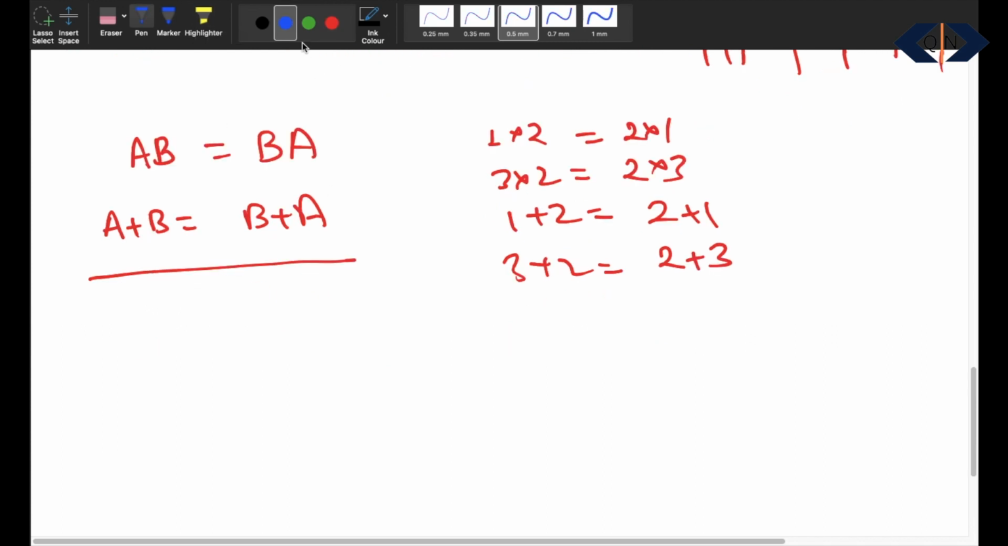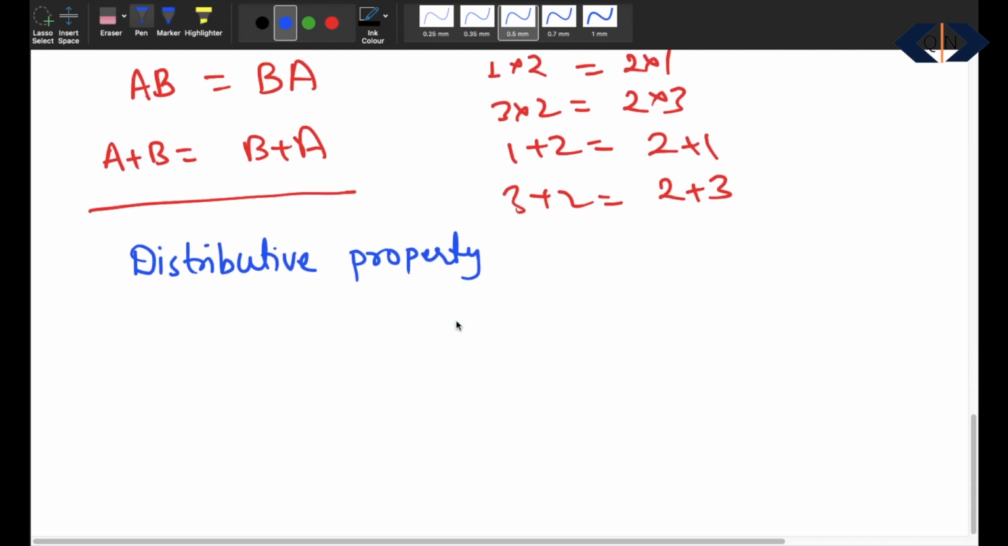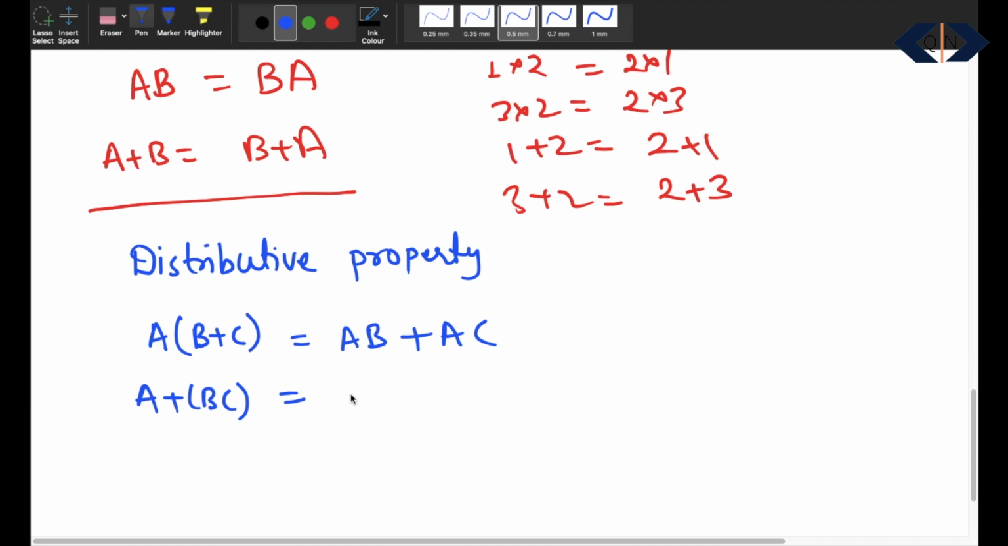So now let's look at the distributive property. First we will check it for general mathematics. General mathematics, what is going on? So let's see, this is A, B plus C. So what does the distributive property say? It should be equal to AB plus AC. And the second condition, A plus B into C, should be equal to A plus B and A plus C, right? That is what the distributive property is saying, we are distributing it.